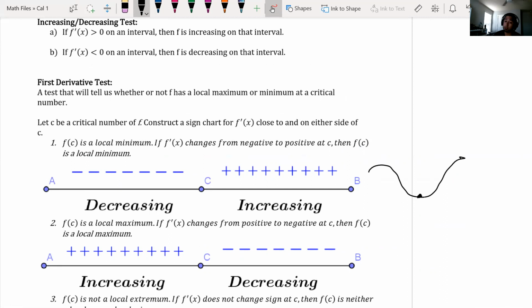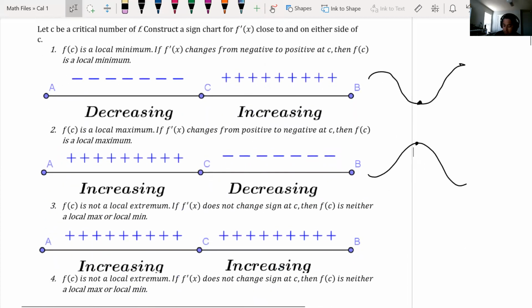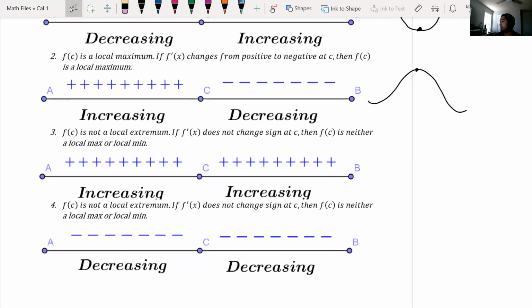Okay. 2, it says we have a local maximum if the graph goes from increasing to decreasing. So if our graph goes from increasing to decreasing, then we have a local maximum. Okay. And then it says we do not have a local max if our signs do not change. So for number 3, if we go from increasing to increasing, we do not have any local max or local minimums.